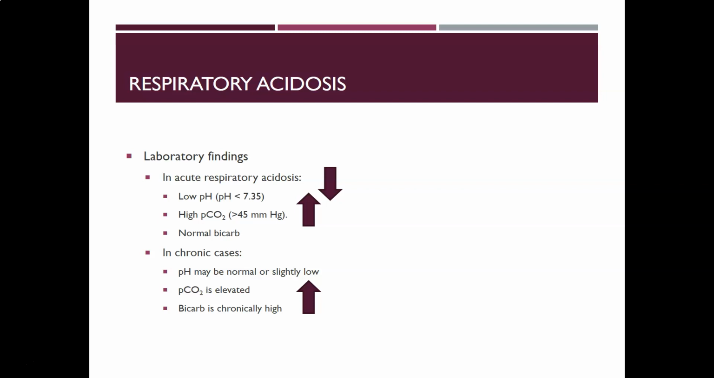In your chronic cases, the pH will be normal or maybe slightly low, because in chronic cases the body is compensating long term. Their PCO2 will be chronically elevated because they just cannot remove all that CO2, so it stays high pretty constantly. But your bicarb is going to be elevated. That's the way the body compensates in chronic cases: it simply raises the amount of bicarb so it can neutralize this excess acid, and that's how the pH is normal.